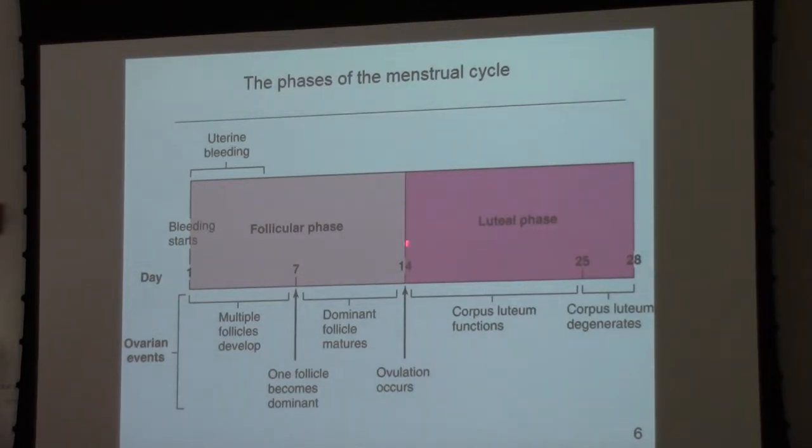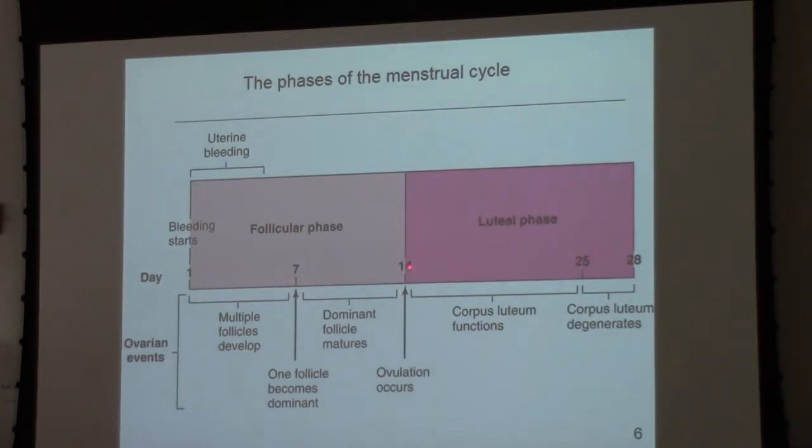At 14 days in the cycle, that follicle is released from the ovary, and that's the point of ovulation. The ovum, the egg, travels from the ovary, picked up by the fimbria, transported by wave-like ciliary movement in the fallopian tube from the ovary to the uterus. If there's going to be fertilization, it's usually here during fallopian tube transport.